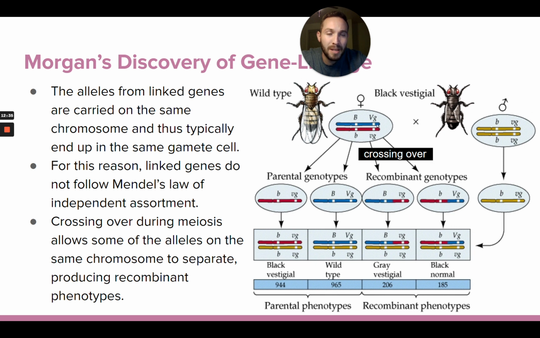Like this big B, which is on the same chromosome as the big V, those two dominant alleles are on the same chromosome. So they're likely going to stay together. Or like this recessive allele and that recessive allele, which are on the same chromosome, they're likely going to stay together. But it is possible that you could mix these up a little bit, because during meiosis, crossing over is going to occur when the homologous chromosomes are pairing up.